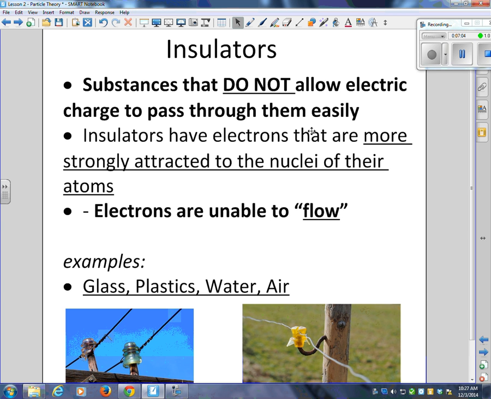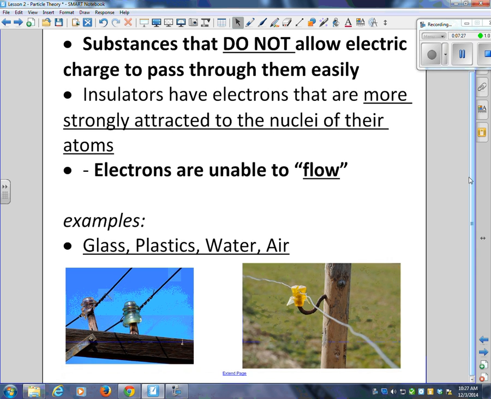So insulators are tough with their electrons. They do not allow their electrons to flow easily. They're like the mean old sisters in Cinderella. They make her stay home. You know, electrons are unable to flow. They do not want their electrons leaving. They're like a dad that's grounded his kid. Examples are glass, plastic, water, air.